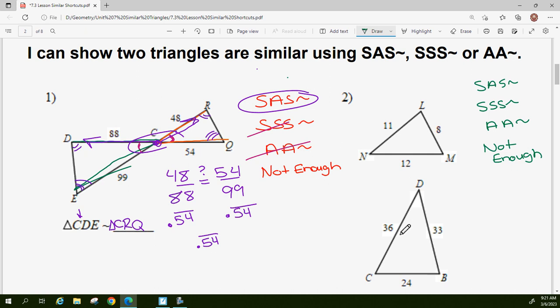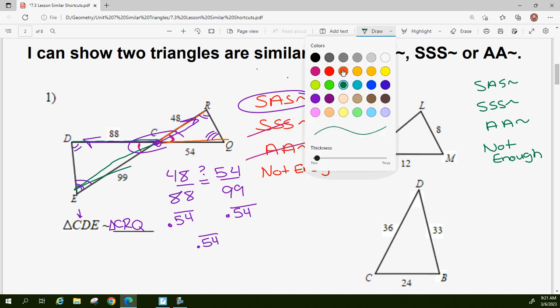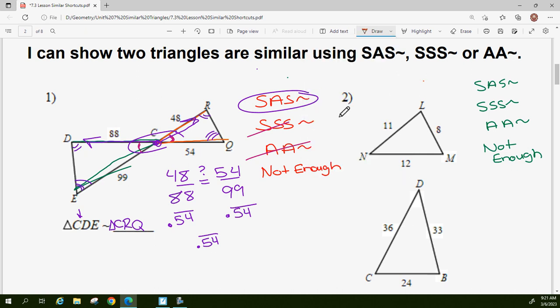When I look at these two pairs of triangles, I don't see any angles marked up. I don't see any congruent symbols on any of the angles. These triangles don't have any overlap. There's no vertical angles. There's no reflexive property. And so I don't know anything about the angles. So I can't say anything about side angle side or angle angle. Those aren't going to be ways I can show these two triangles similar.